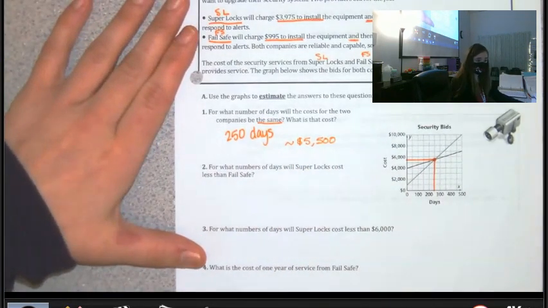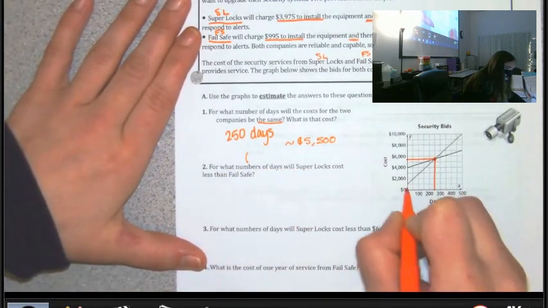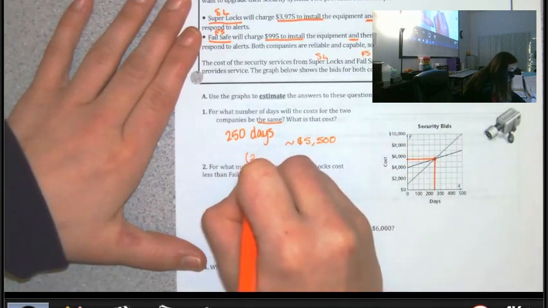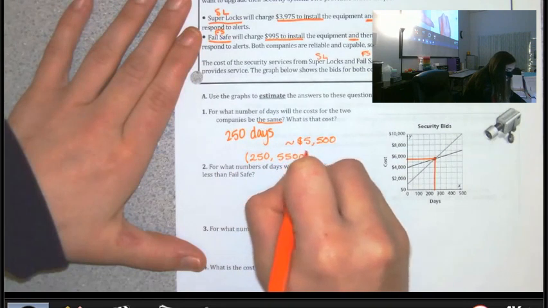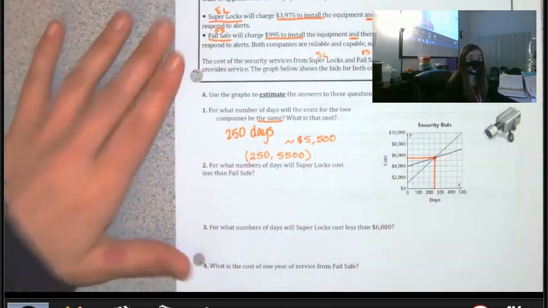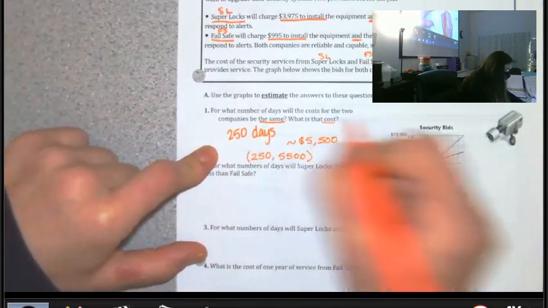All right, so if we want to write this as a coordinate point, remember our x value is down here and our y is here. We're going to write it as (250, 5,500). Okay, so that's what we said. When the companies were the same, how much did they both cost?